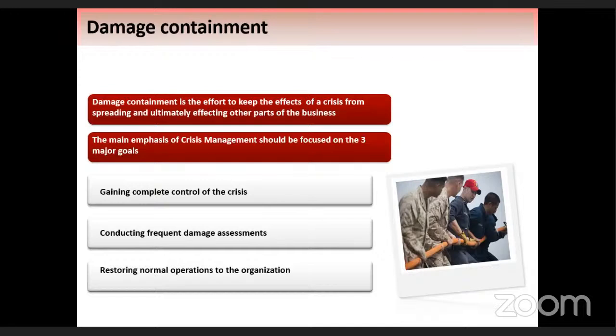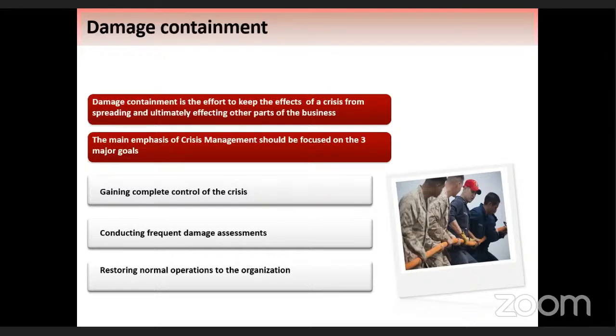To maintain emphasis, crisis management should be focused on three major goals. Number one, gaining complete control of the crisis. Then conducting frequent damage assessment. Then restoring normal operations to the organization. These are the three areas the CMT should focus on as their major goals: gaining complete control of the crisis, which must be under the control of the CMT, conducting frequent damage assessment, then restoring normal operations to the organization.